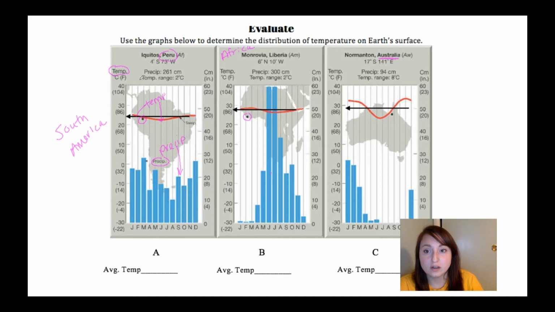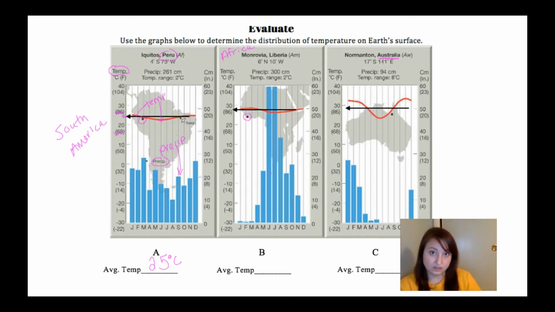So starting with South America in Peru, our line points to, I'd say, about 25 degrees Celsius. And we're not going to be using Fahrenheit because most of the world uses Celsius, and we want to practice being citizens who can use Celsius in the metric system.